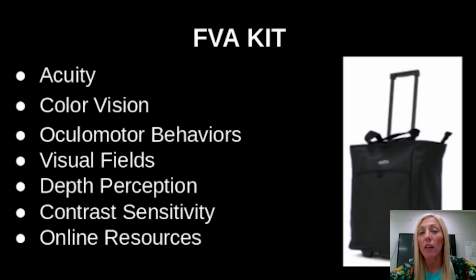So for the whole FVA kit, these are the areas that I'm going to cover. We do visual acuity, color vision, oculomotor behaviors, visual fields, depth perception, contrast sensitivity, and then I have a couple other online resources that we use.